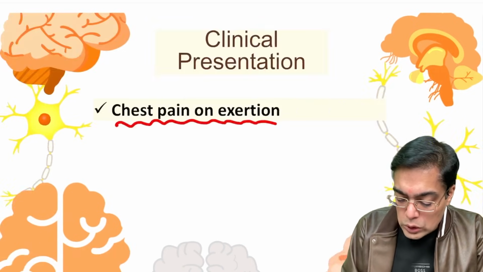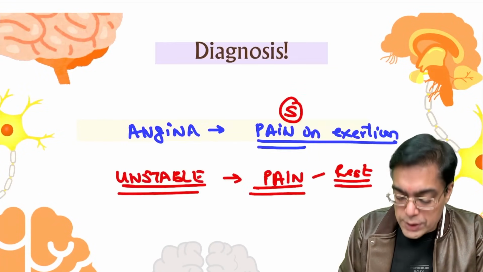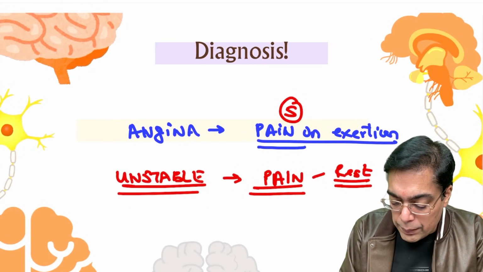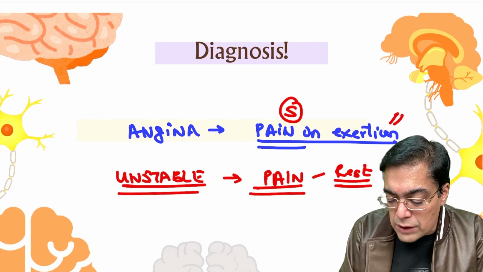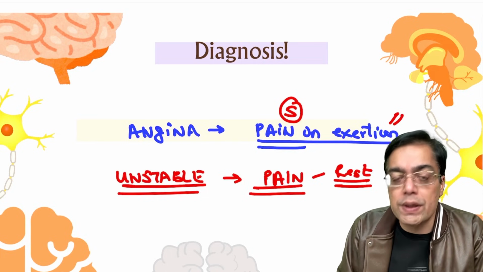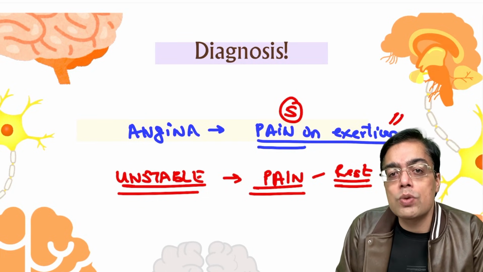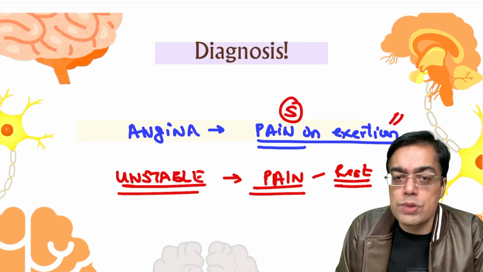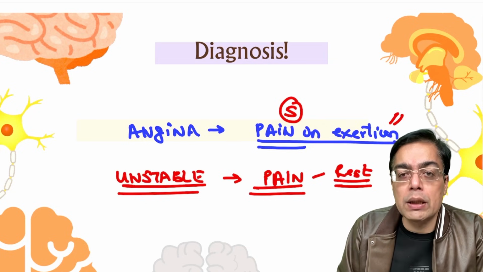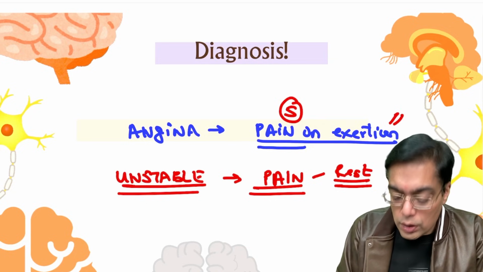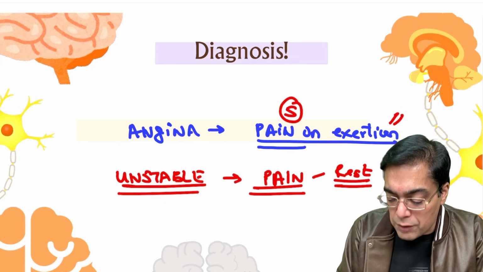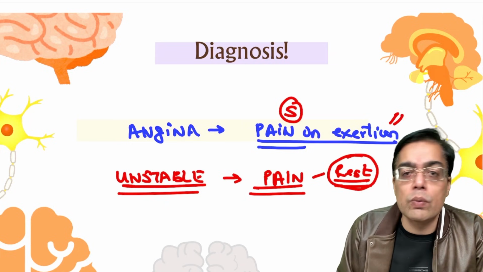So, whenever we are talking about the presence of chest pain on exertion, which is stable angina, there is going to be an increase in the physical activity, the pain is going to increase, the discomfort increases, and whenever the person takes rest, the discomfort comes down. But in case of unstable angina, the pain is going to be much more severe, and the pain keeps on increasing even after the patient has taken rest.